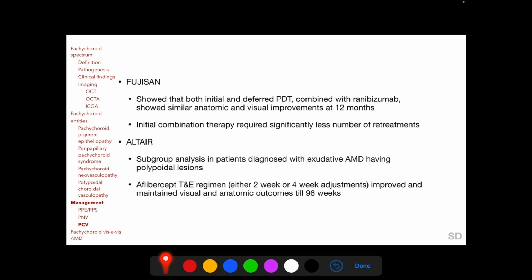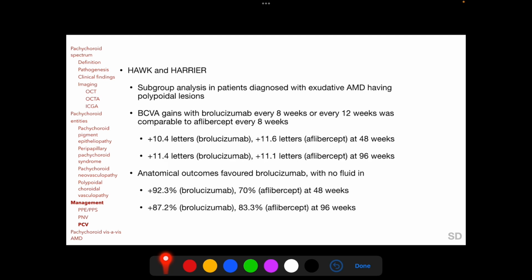Other trials on aneurysmal lesions included FUJISAN and ALTAIR, and the HAWK and HARRIER trials, which we have discussed in the earlier session, in which a subgroup analysis was done in patients diagnosed with exudative AMD but having polypoidal lesions. And this analysis showed that BCVA gains with brolucizumab administered either once every 8 weeks or once every 12 weeks was comparable to aflibercept administered once every 8 weeks.